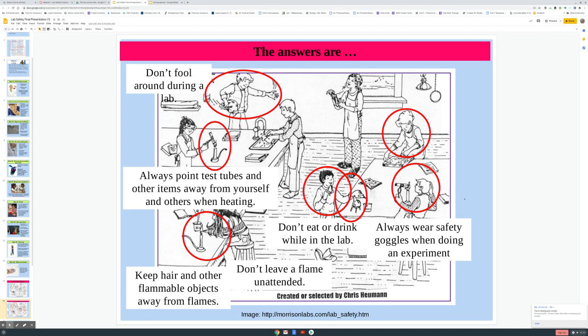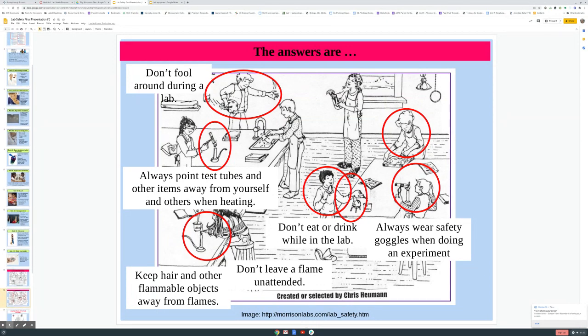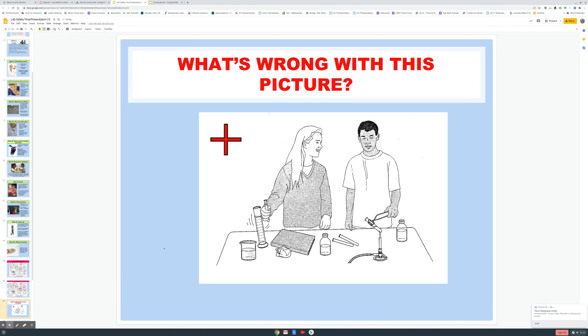So you're going to have some of these where you're going to need to pick these out. So you might want to pull up the PowerPoint that I put there so that you can look at that. A couple more examples here.